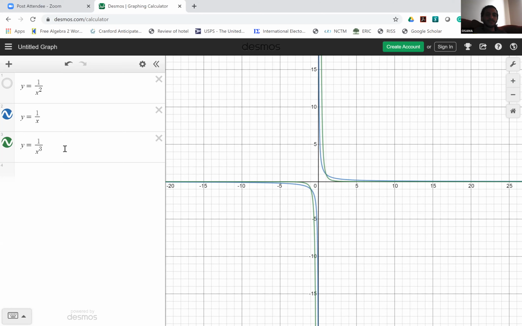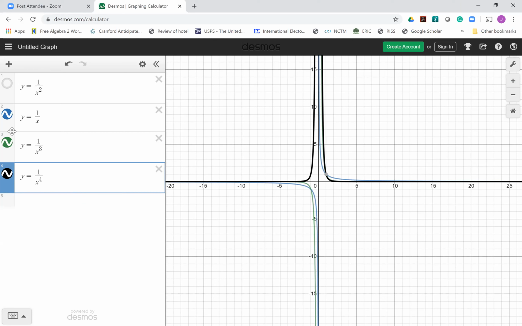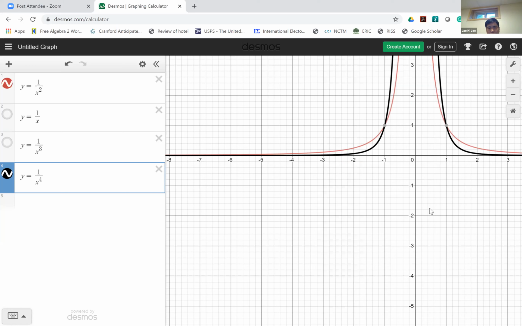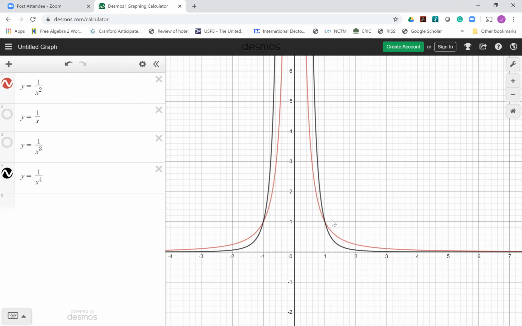What about 1 over x to the fourth power? Good. Then it looks like here. I'm going to zoom in a little bit so that you can see better. It's like x squared, just closer. It can be closer, but it still looks like the x squared graph.